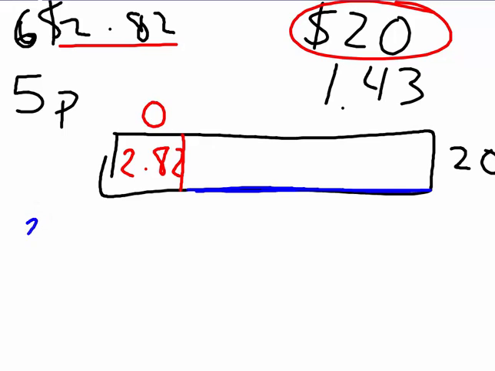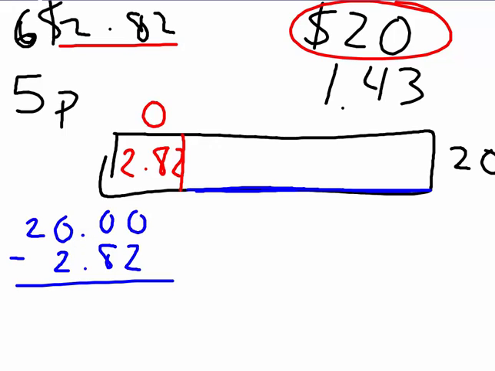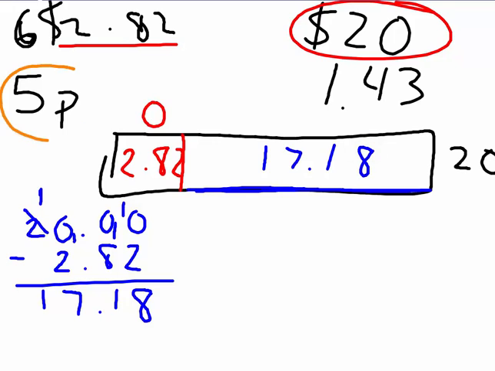Well, I can start by doing 20 minus $2.82. Remember, when I'm subtracting with decimals, those decimal points must line up because the place values must be the same. This is going to be 8. I'm borrowing. So this will now be 1. This is going to be 9 minus 2 is 7. So this is going to cost $17.18.